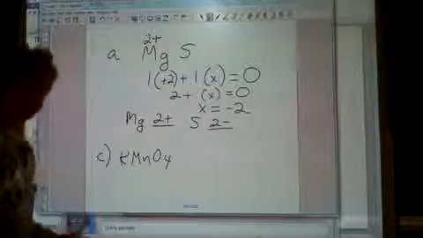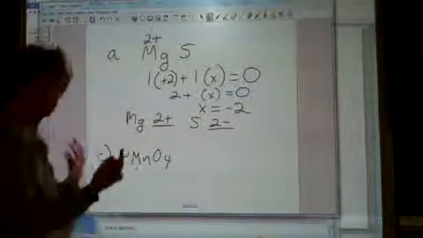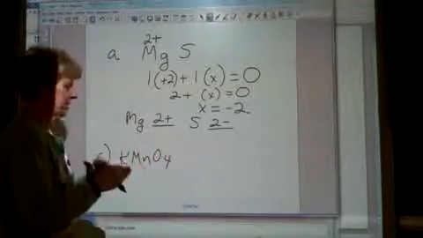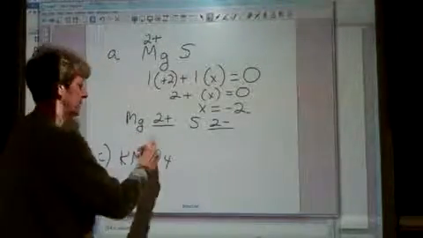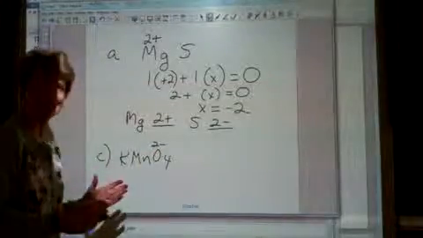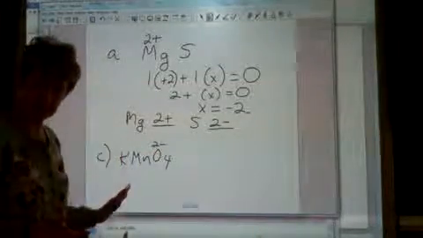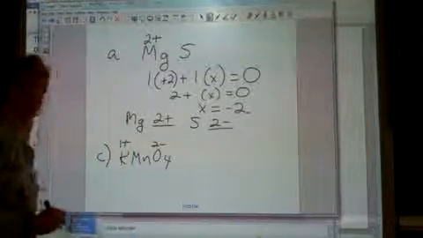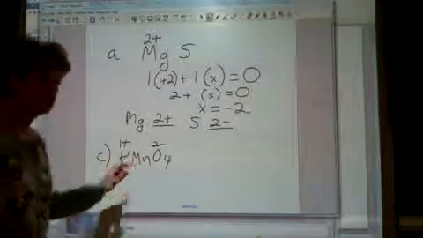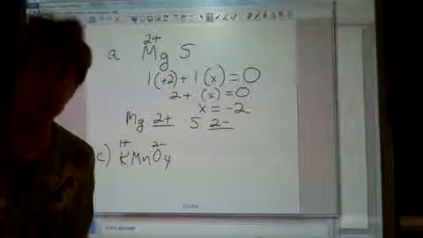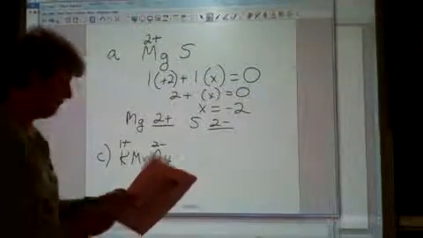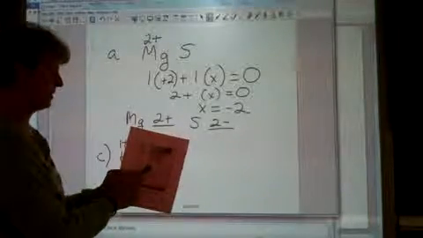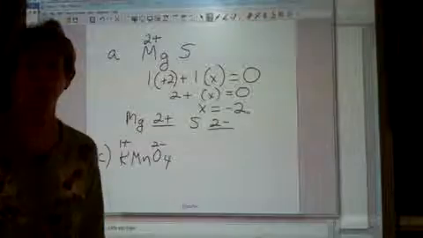KMnO4. Now, what I do is I start with my bookends, my bookend elements. Oxygen, 99% of the time, is a 2-. Potassium, it's in group 1, we said earlier. Alkali metals never change their oxidation numbers, that's a 1+. The question is, what's the manganese? And that's one of the labs we're going to work on. Manganese, we can change it all the way from +7, +6, +4, +3, -2.